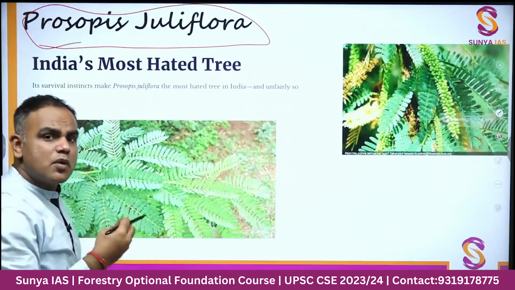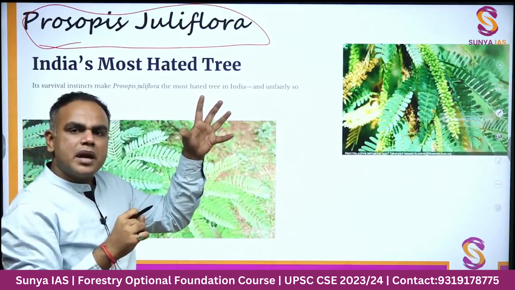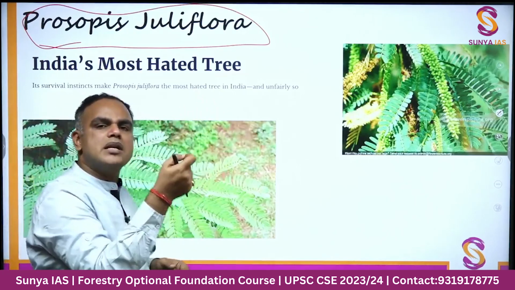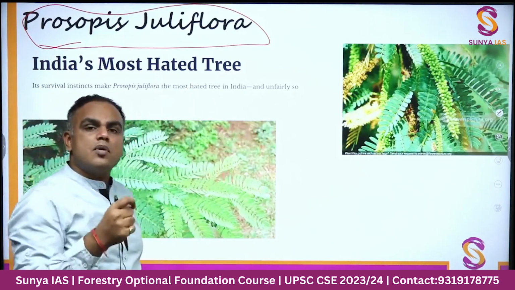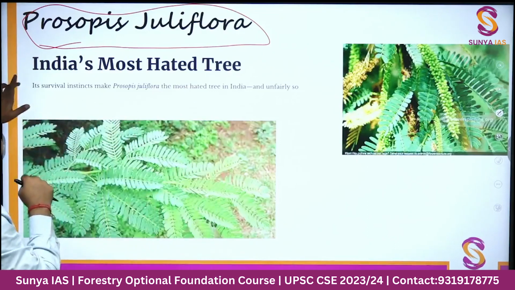Okay, so Prosopis juliflora is in the news. Why? Because the Delhi government is trying to remove it, right? And they want to now have indigenous variety. Similarly, Prosopis juliflora has become a problem when we talk of Banni grasslands. So we'll also see that part, right?